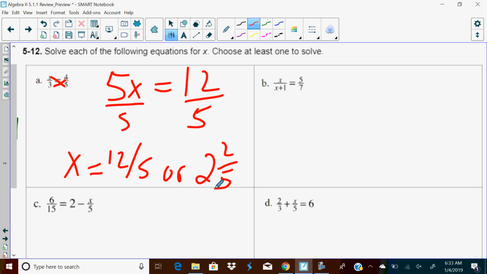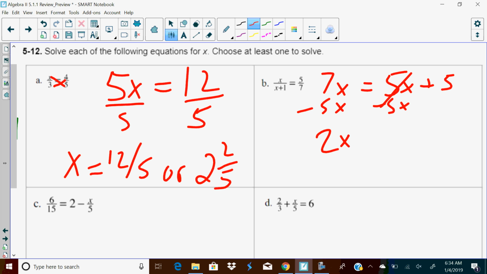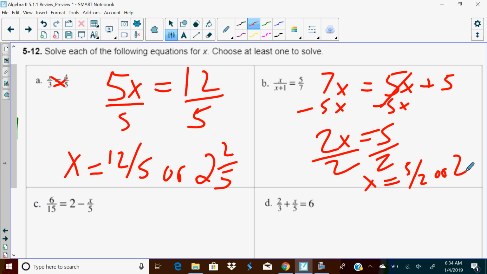Part B, I cross multiply, get 7x equals 5x plus 5. So I distribute the 5, so I'm going to subtract 5x from both sides. I get 2x equals 5. So I'm going to get x equals 5 over 2, or 2 1/2.